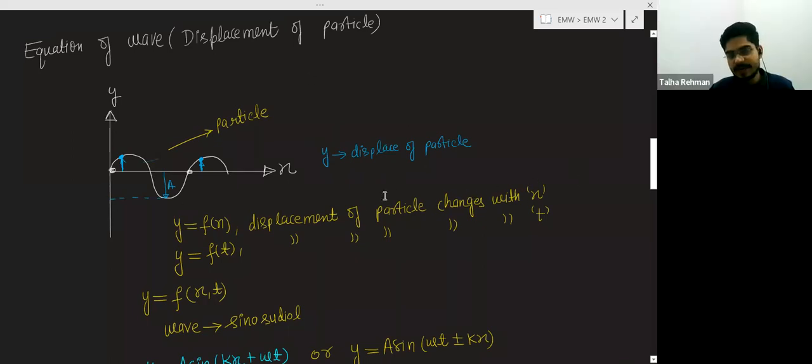Basically, this is the basic idea of how we can write the equation of the wave. Otherwise, you will have a problem when I directly write the equation of the electric field or the electromagnetic wave.